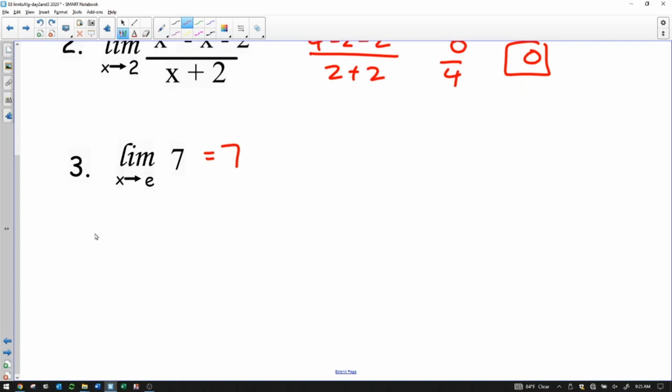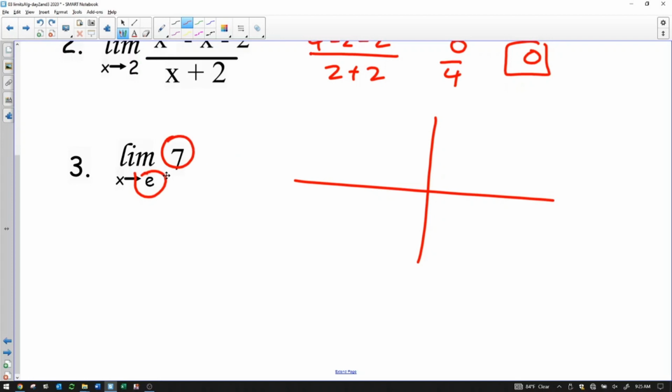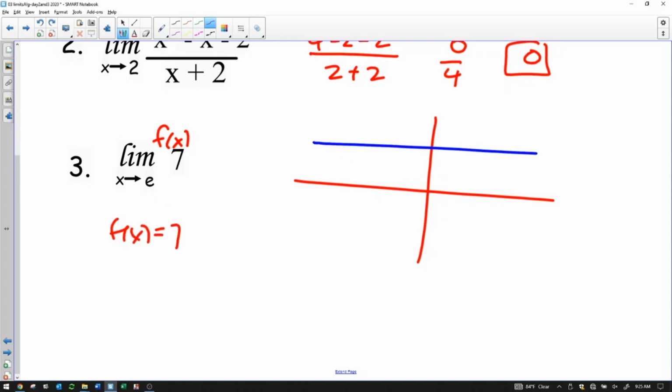Honestly, guys, it's a 50-50 chance. The answer is either e or 7. But the answer is 7. Why is the answer 7? If you drew the function, is this the function, or is this the function? The 7. So this is the function. So if f of x is equal to 7, how do you draw that? What does that look like? A straight line. And if this is y equals 7, what is this number right here? 7.